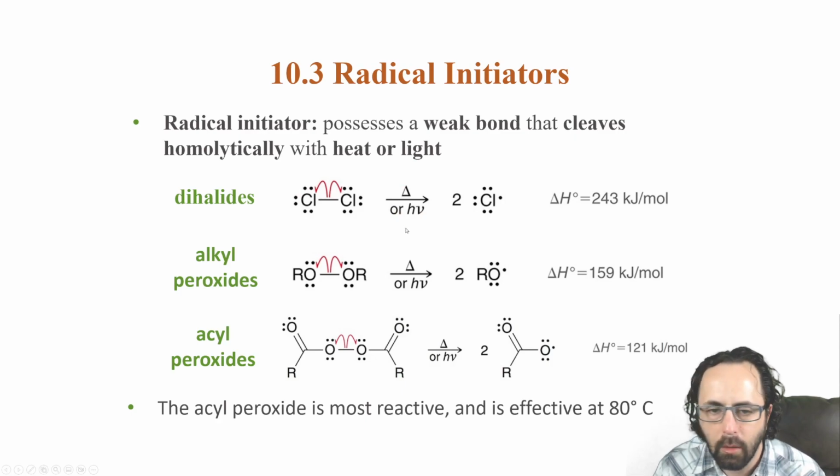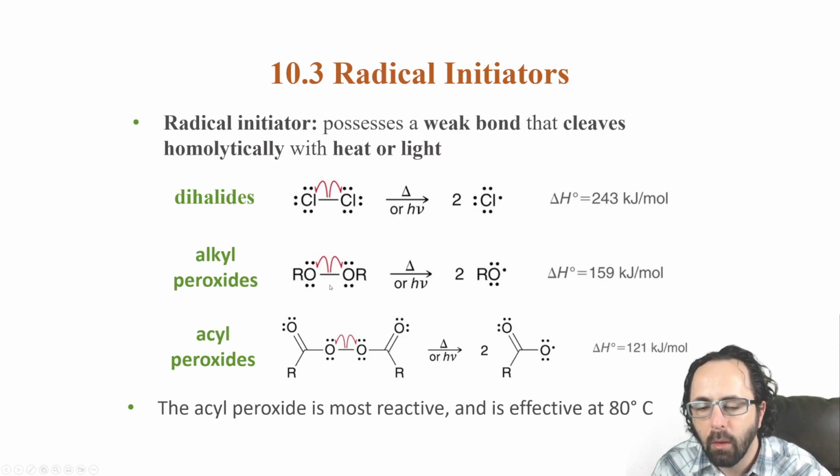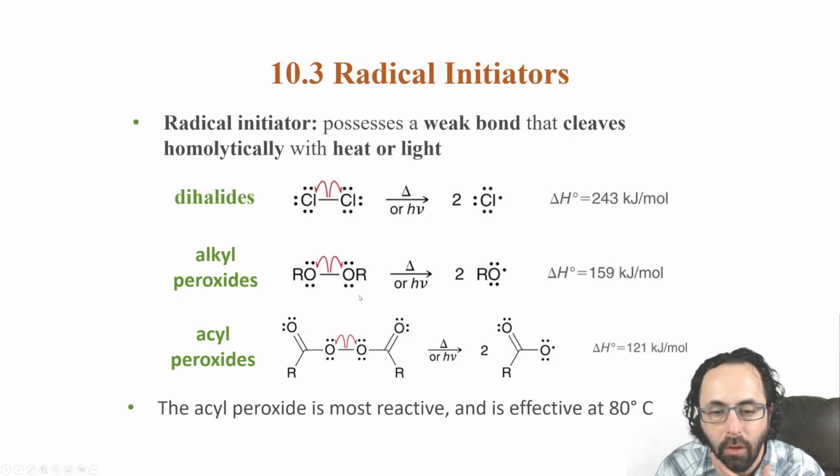There are even weaker bonds that make for even better radical initiators. You may remember that when we wanted to do an anti-Markovnikov addition of a hydrohalide, or hydrohalogenation in the anti-Markovnikov fashion, with the halogen at the less substituted position, we would add a radical initiator like this, which would initiate a different mechanism, a radical mechanism, which will ultimately result in the less substituted product. And we're going to see that.